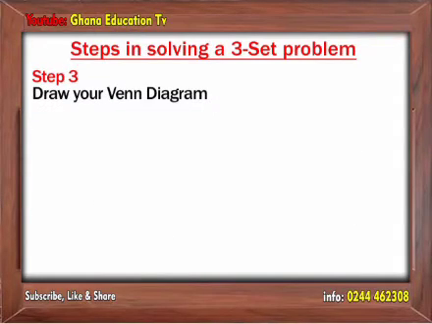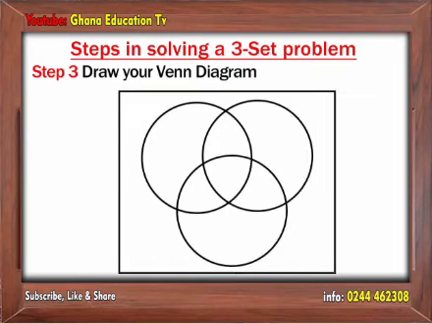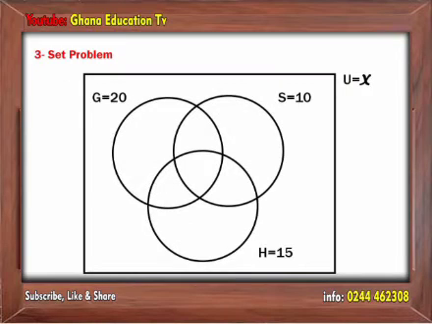So at this stage, you can now draw your Venn diagram. So you get your pencil or your compass and you draw your Venn diagram. So this is the Venn diagram for the 3-set problem. Remember, always a 3-set problem goes with the Venn diagram like this. So after drawing the Venn diagram, you're filling your figures. So U to be X, S to be 10, H to be 15, and G to be 20.